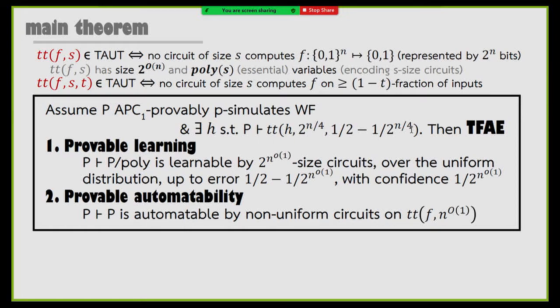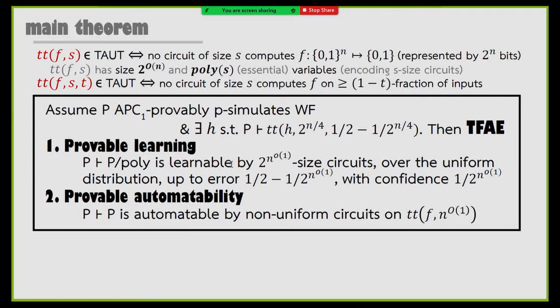Then the following two statements are equivalent. First, provable learning. So the proof system P proves efficiently that p-poly is learnable by sub-exponential size circuits over the uniform distribution up to some error with some confidence. And I will ignore these parameters because there are generic ways how to improve them. So I will speak just about learnability of p-poly.